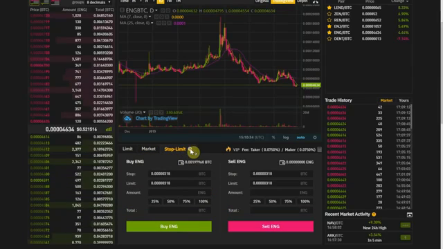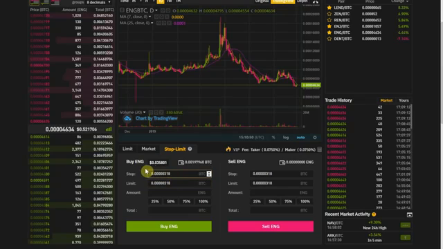And here it's more interesting, because stop limits, how does this work? Again, don't confuse stop limit with stop loss and take profit. It doesn't necessarily mean the same thing.